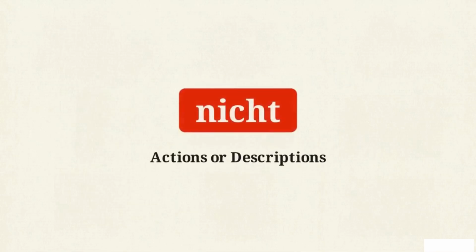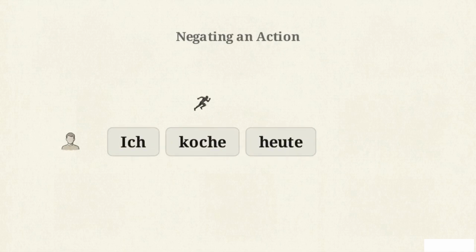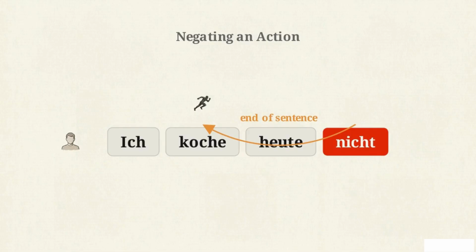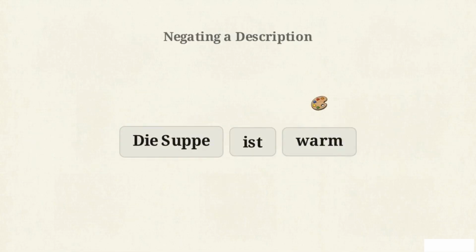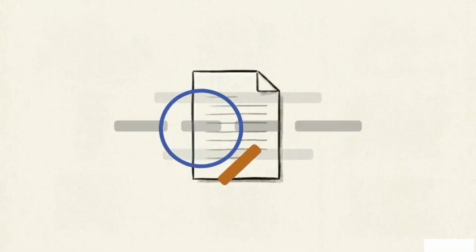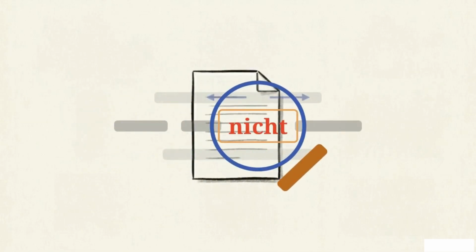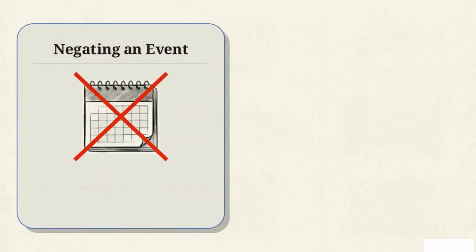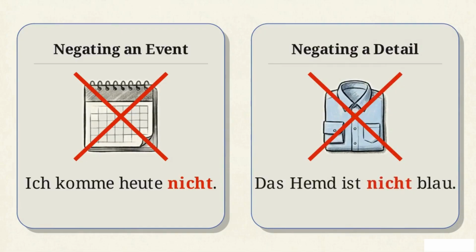For actions or descriptions, use nicht. When denying an action, nicht appears near the end. Ich koche heute becomes ich koche heute nicht. But for descriptions, nicht sits before the adjective. Die Suppe ist warm becomes die Suppe ist nicht warm. The placement of nicht identifies the focus of the negation. You are either stating that an event isn't happening at all, or you are rejecting a specific detail about a person, place, or thing.